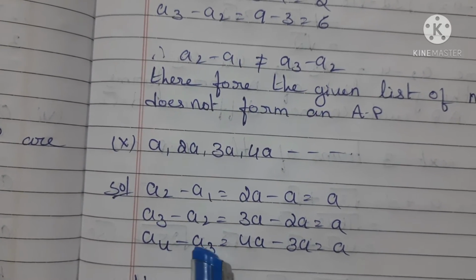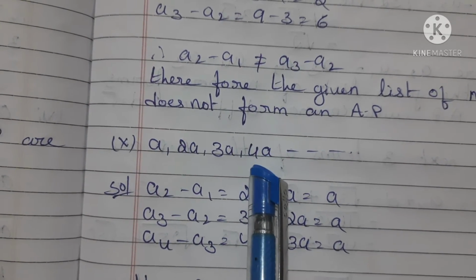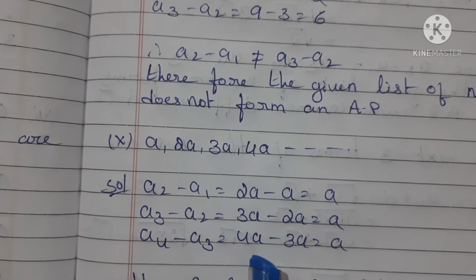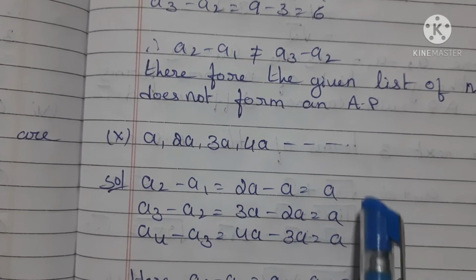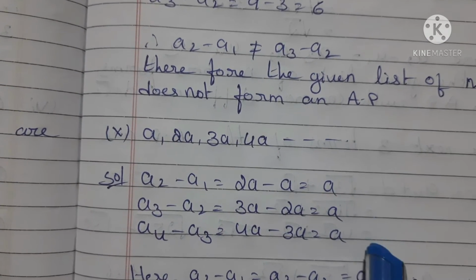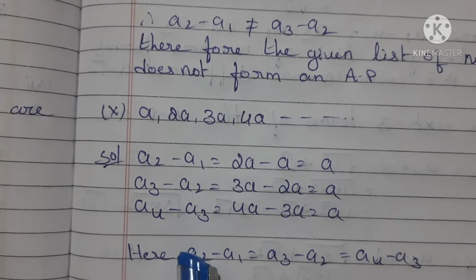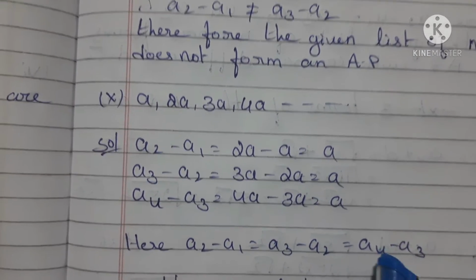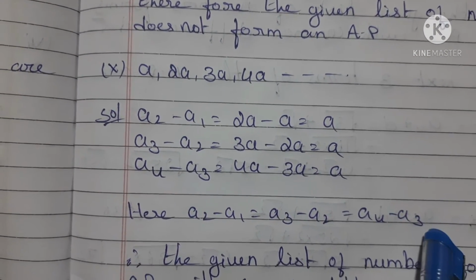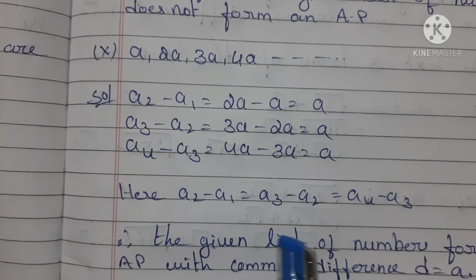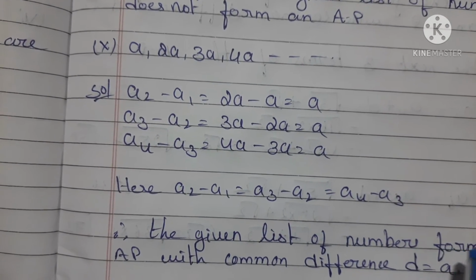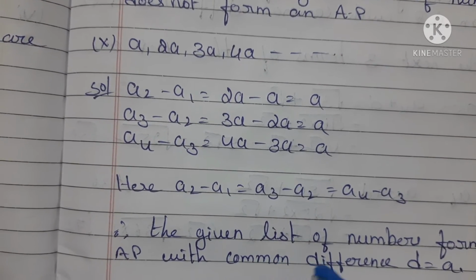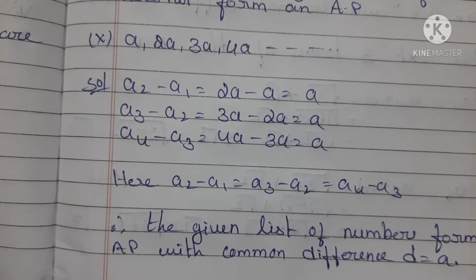Now a4 minus a3 is equal to, a4 is 4a minus 3a. 4a minus 3a is equal to a. Here the common difference is same. Therefore, a2 minus a1 is equal to a3 minus a2 is equal to a4 minus a3. Therefore, the given list of numbers forms an arithmetic progression with common difference d is equal to a.